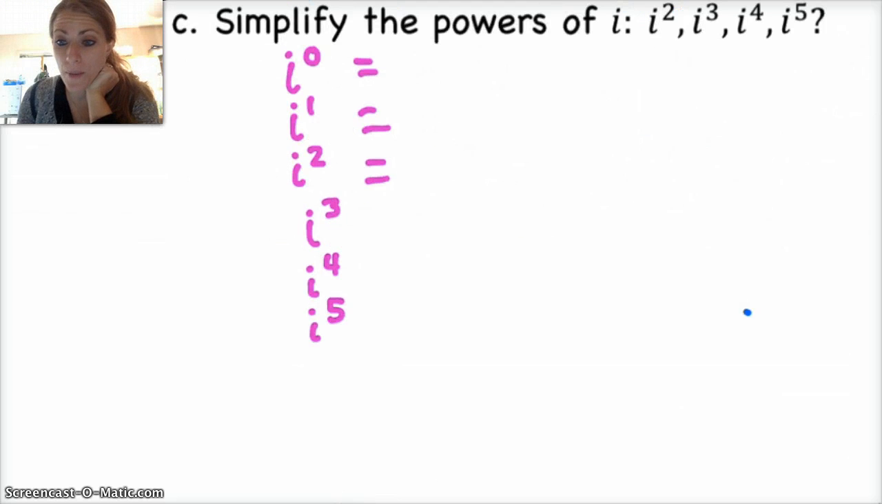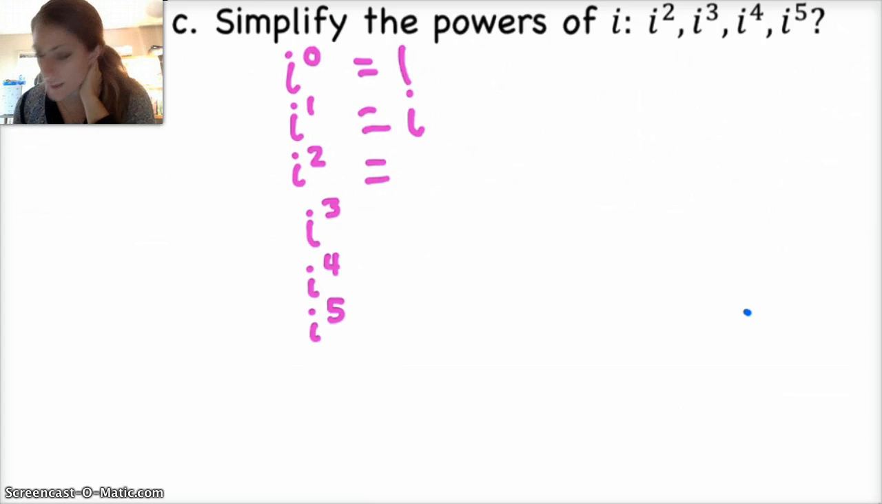Okay, and now we can go back to the other problem that I skipped. Okay, so I want to start with i to the 0. Okay, i to the 0 is, well, anything to the 0 is 1. Okay, so i to the 0 is still 1. i to the first is just i, right? I mean, that makes sense. Anything to the first power is just itself.